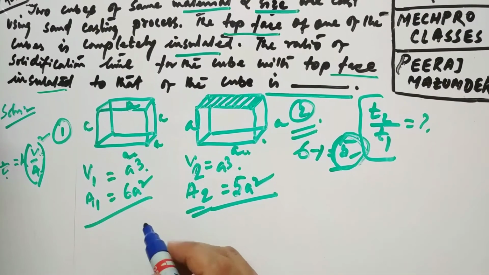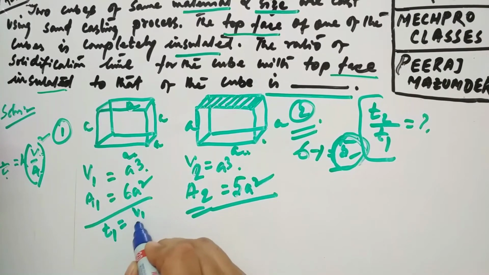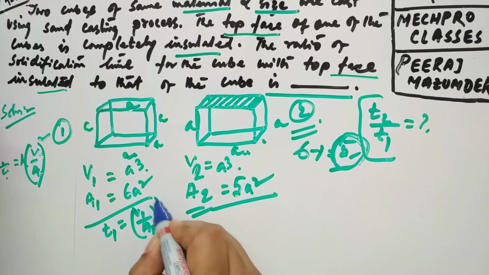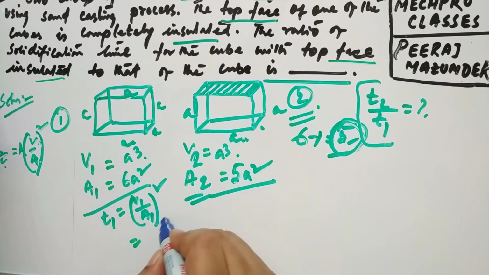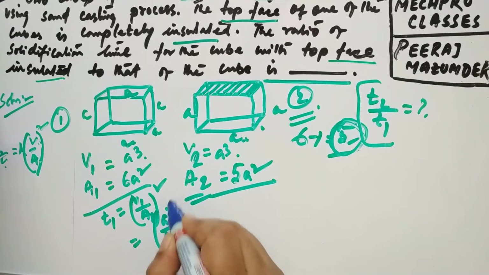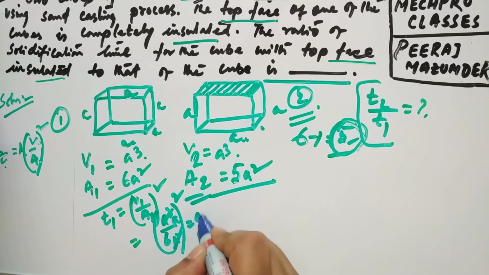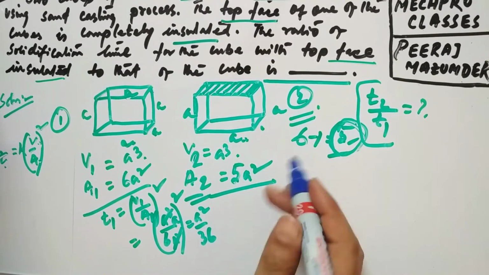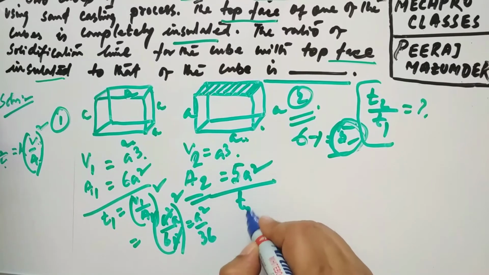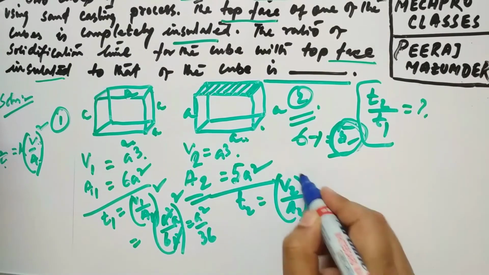Now look, for say T1, V1 by A1 whole square. Now simply you can write V1 is A cube by A1 is 6A square, that whole square you can write. So that will give you A square by 36. Simply, no problem. Now for this one, that is T2, we are having V2 by A2 whole square.